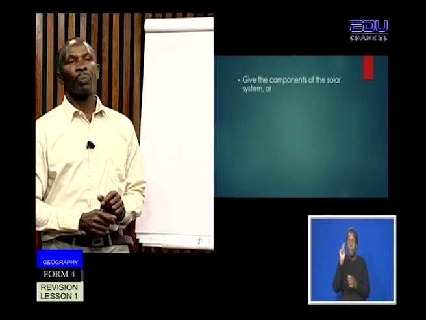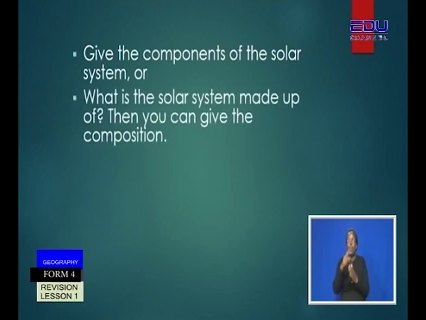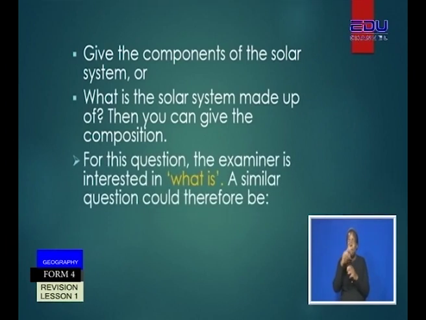So we are saying if the question was give the components of the solar system, or the other question, what is the solar system made of? If those were the 2 questions, then we can comfortably give the composition of the solar system. But here we are saying the question is about what is.